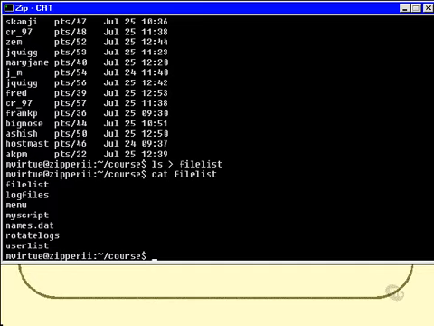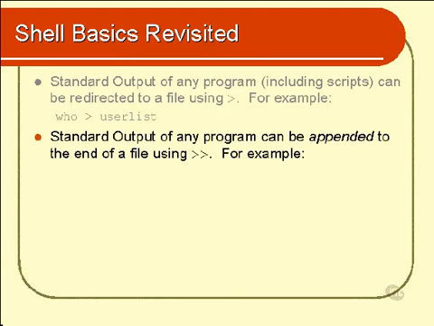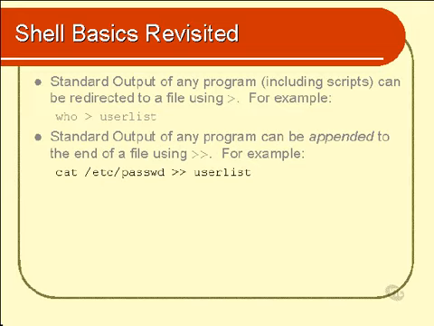Instead, I'll just move on and show you the rest of the features that I would also hope that you would already know. Very similarly to the first option, standard output can actually be appended to the end of a file rather than creating a brand new file. To do this, you use the double greater than signs. For example, I could append the contents of the /etc/passwd file onto the end of my existing user list file by simply using the double greater than sign.